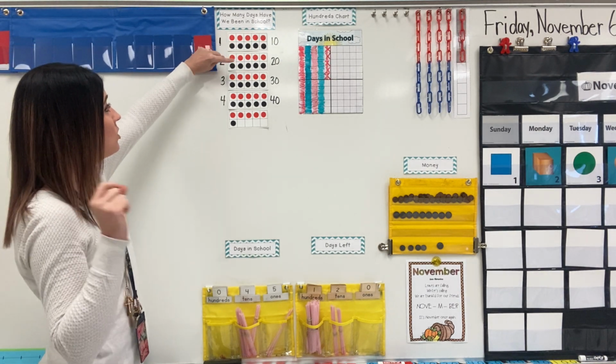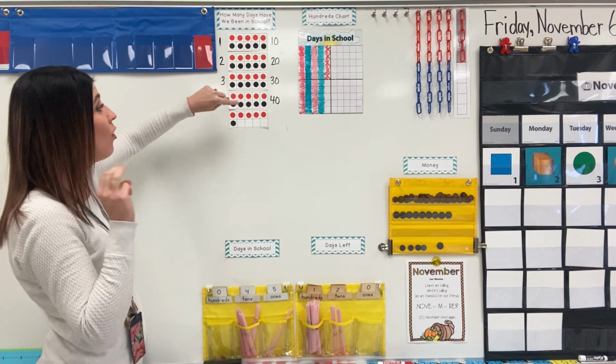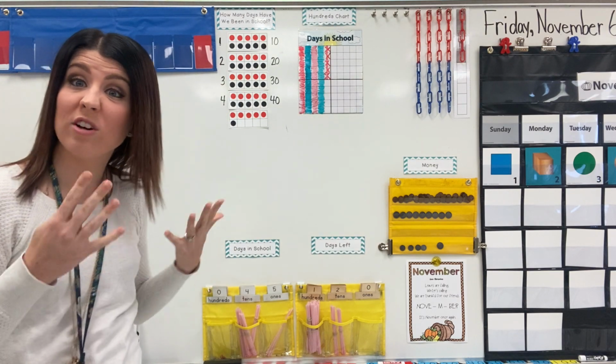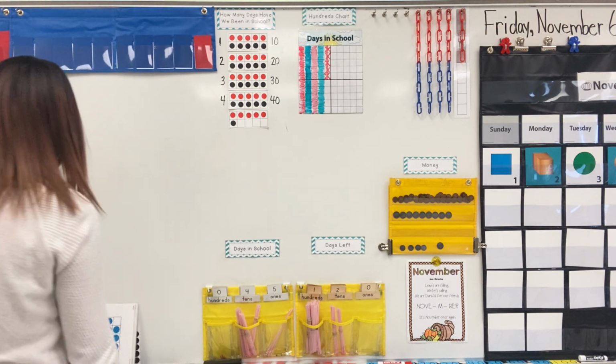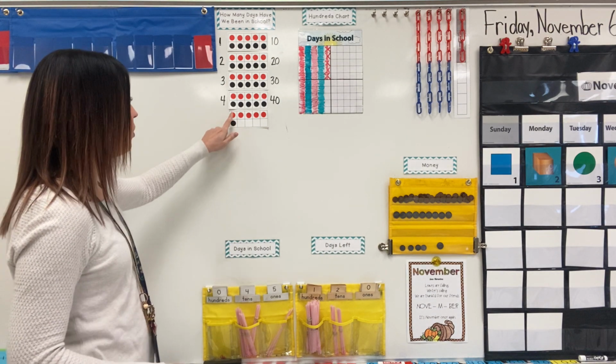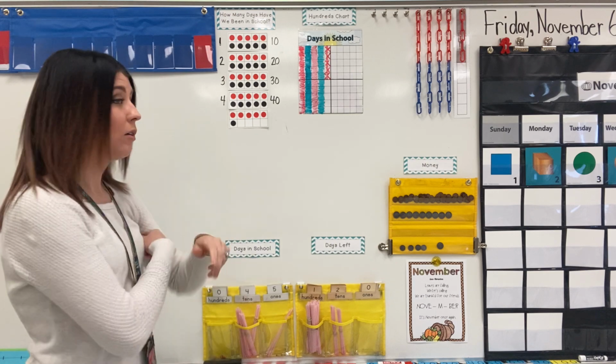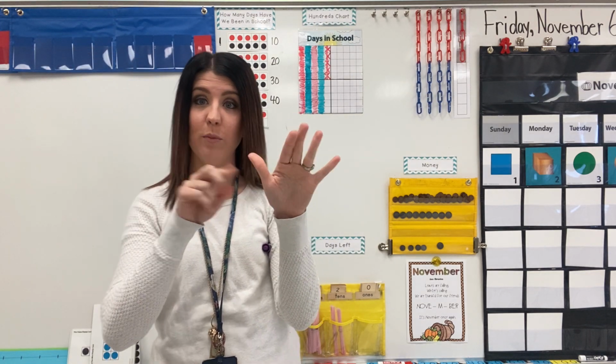1, 2, 3, 4. So we have 4 10s, 4 10 frames. Then how many are in this one that it's not full? 1, 2, 3, 4, 5, 6. Or we see it as 5 and 1. 5 and 1 is 6.